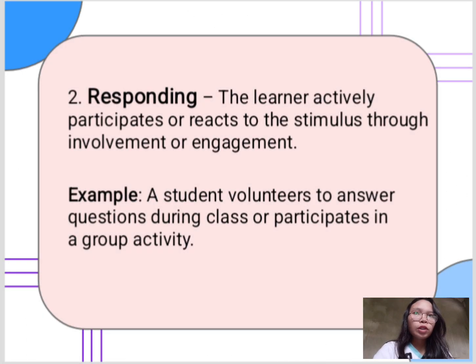Number two is responding. So the learner actively participates or reacts to the stimulus through involvement or engagement. At this level, the learner not only pays attention but also actively participates. The learner reacts to the stimulus through discussion, participation, or completing tasks. So for example, a student volunteers to answer a question during class or participates in a group activity.